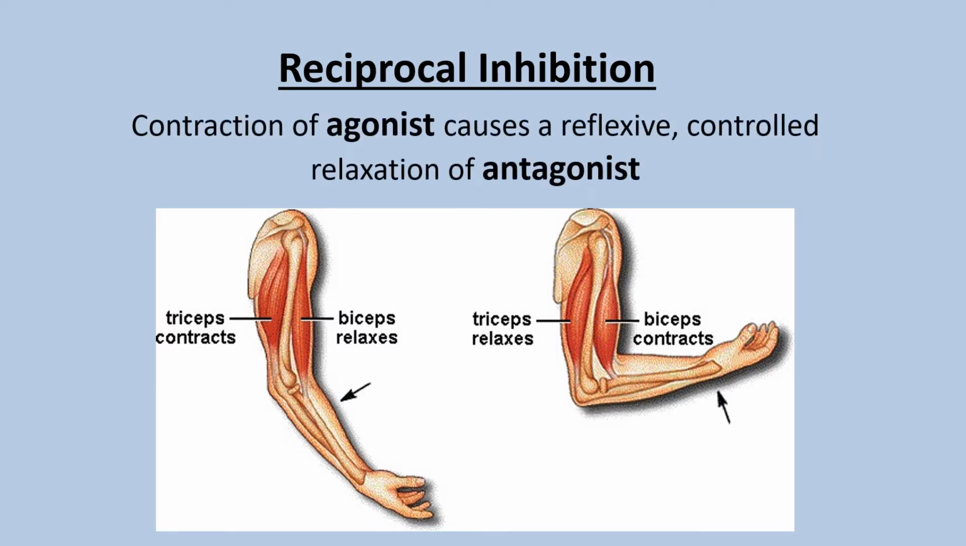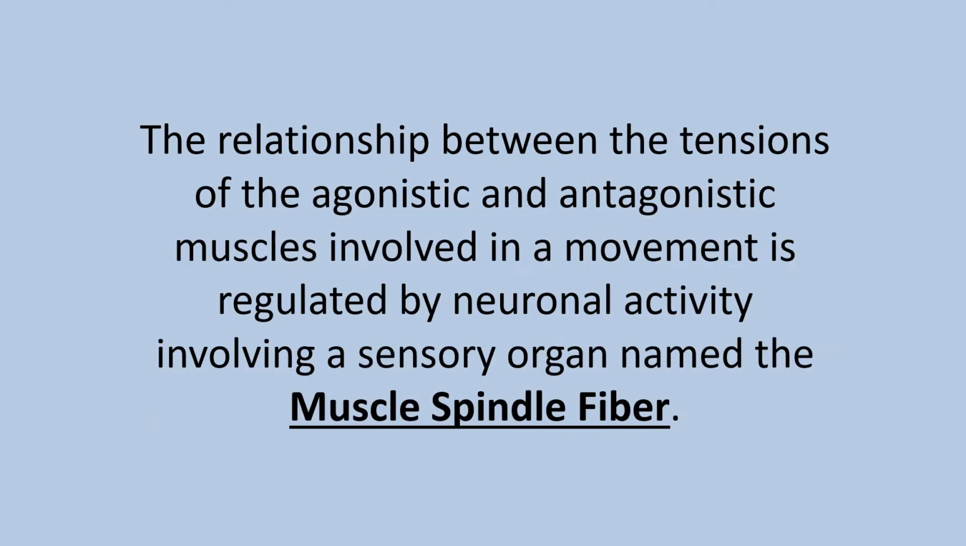The contracting or shortening muscle is called the agonist, and the muscle on the other side that relaxes and lengthens is the antagonist. So when the triceps contracts, it's the agonist, but when the biceps contracts, the triceps is now the antagonist. In order for these muscle pairs to coordinate joint motion smoothly, the nervous system relies on afferent feedback from muscle spindle fibers to keep it informed of muscle tension on both sides of the joint.